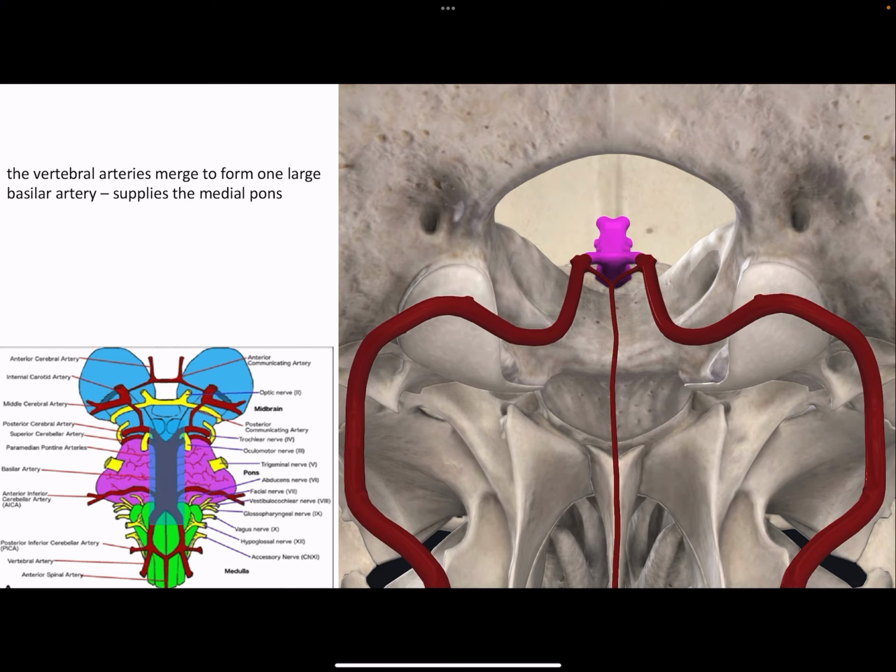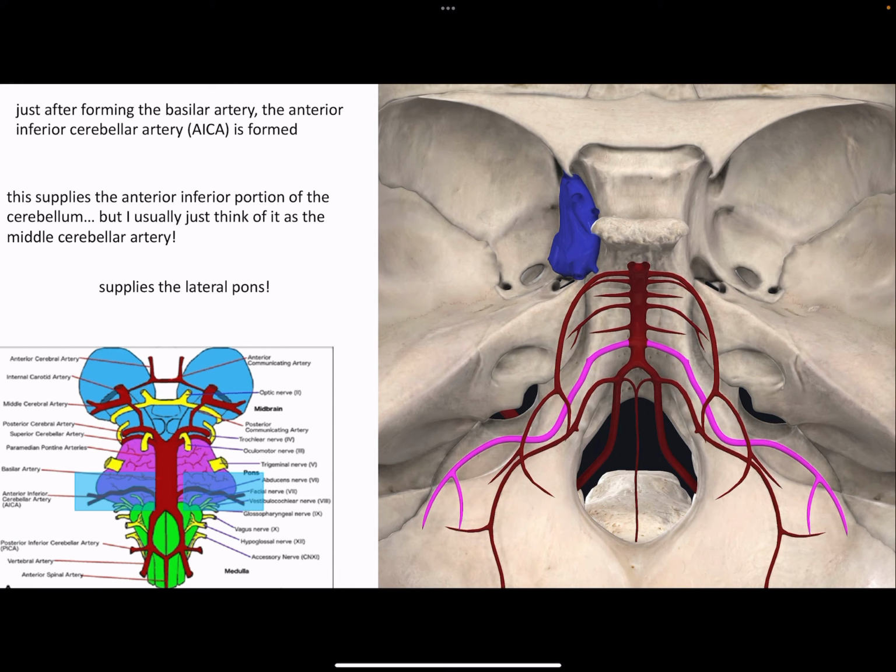All right, so now we go. Hooray! They've joined. Union. They've merged as one. It's a beautiful ceremony. Now we have the basilar. Right after that, we have another thing. So we have the PICA, then it became the basilar. Now it's the AICA, anterior inferior cerebellar artery. It's going to supply a little bit more superior on the cerebellum, but more importantly, the lateral pons.